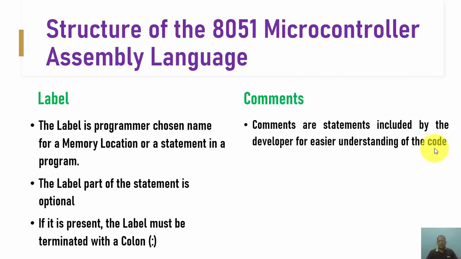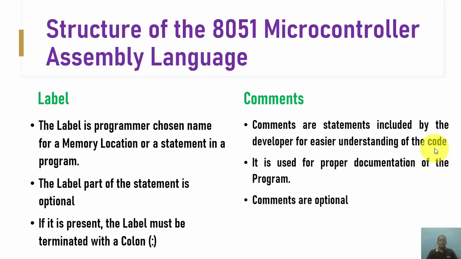So in that case, in order to define in short the meaning of each statement, these comments are used. It is used for proper documentation of the program. Comments are optional in our program. It is not mandatory to always put a comment, nor is the comment part of your code. As per your requirement, if it is necessary for understanding, you can put a comment in your program.